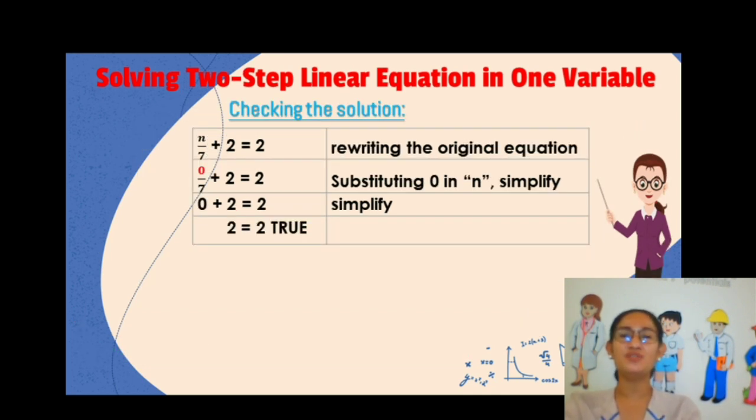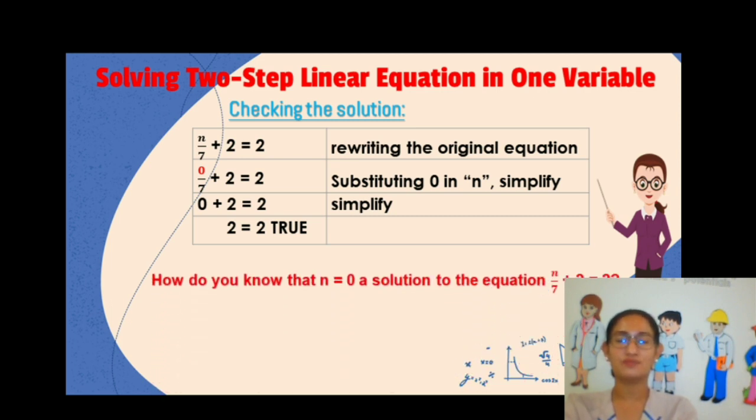Let's check our solution. Rewriting the original equation, n over 7 plus 2 equals 2. Substitute 0 in n and simplify, which gives us 2 equals 2. How do you know that n equals 0 is a solution to the equation n over 7 plus 2 equals 2? It satisfies, or makes, the equation true.